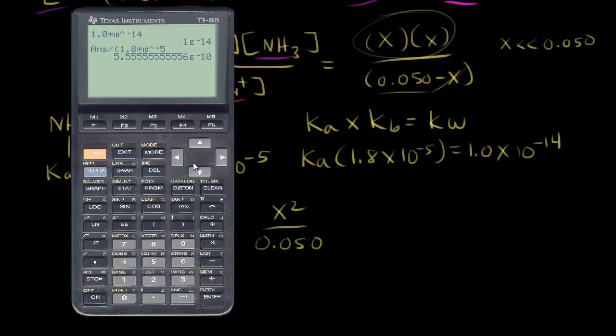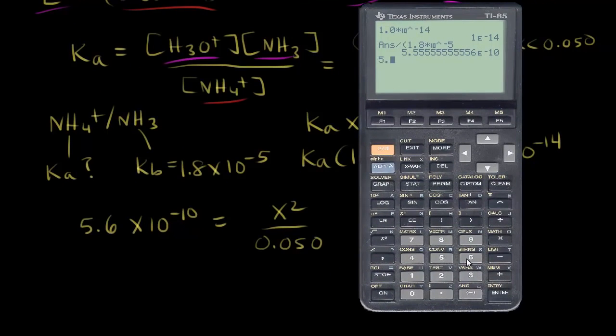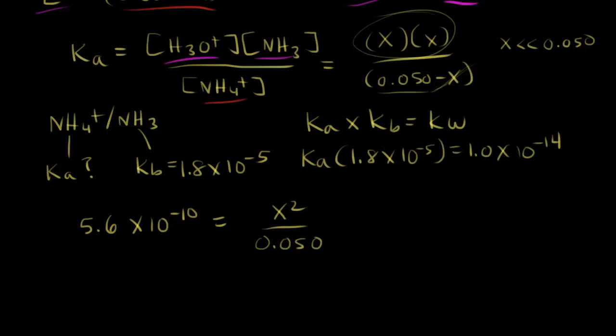So we get out the calculator and we're going to take 5.6 times 10 to the negative 10, and multiply by 0.05, and then take the square root of that to get us what x is. So x is equal to 5.3 times 10 to the negative 6. X represents the concentration of hydronium ions. So this is a concentration, the concentration of hydronium ions.